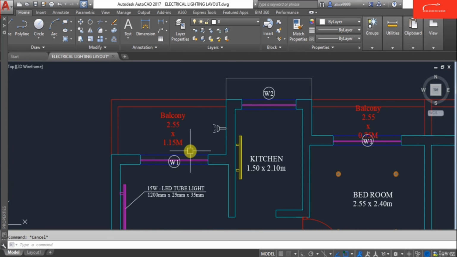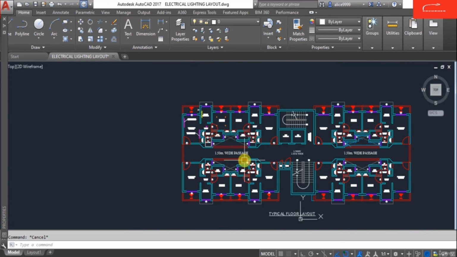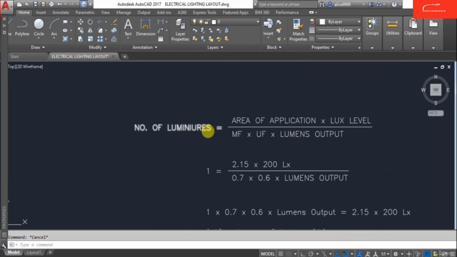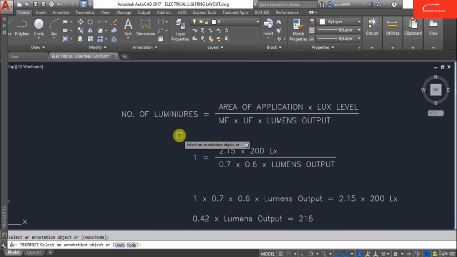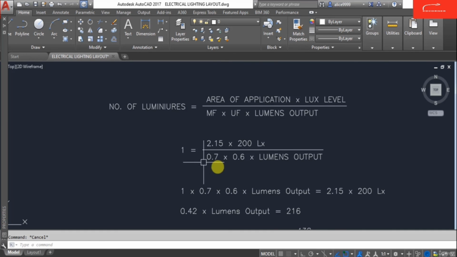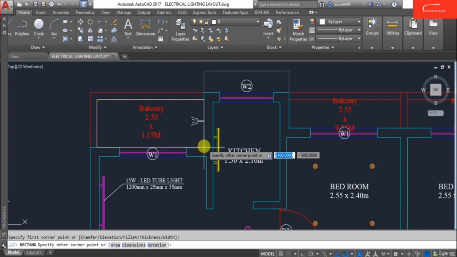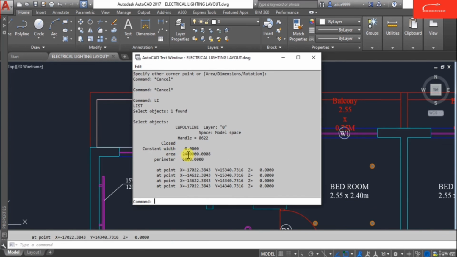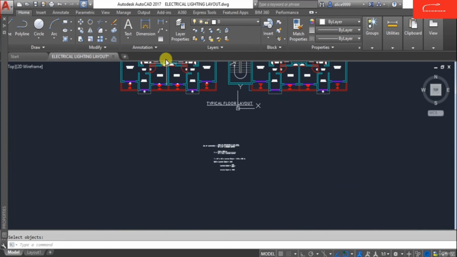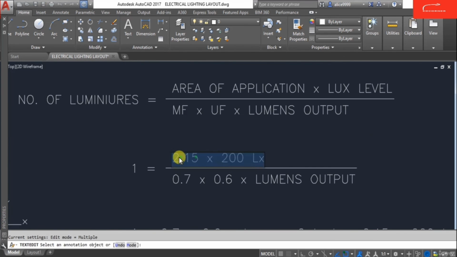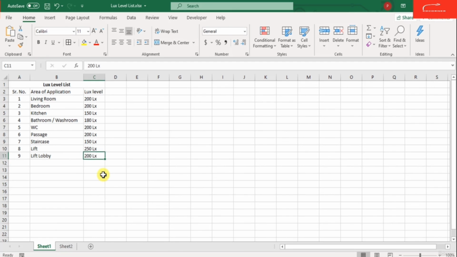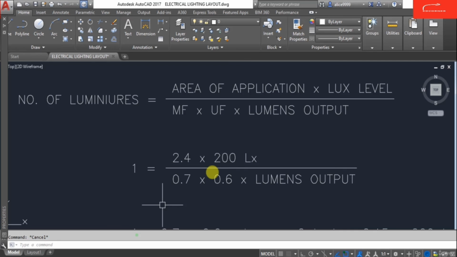So how to calculate the lumens output and the watt required for this side wall bulb? Go into this formula. In this formula, the number of luminaires is 1, and the area of the balcony is around 2.4 square meter. The balcony is considered as a passage, so I will take 200 lux level for the same.